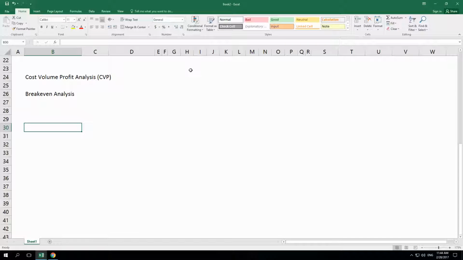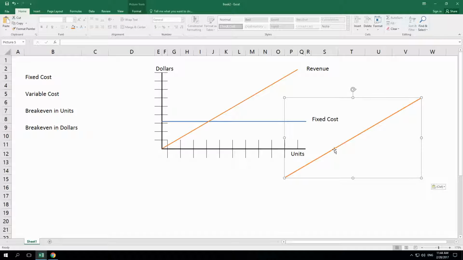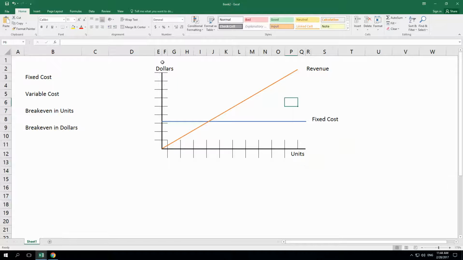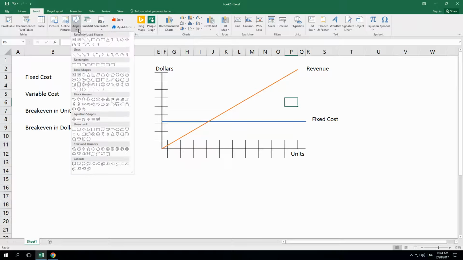So there's two types of costs involved. There are variable cost and fixed cost. With variable costs, as you increase volume, the total variable cost becomes more. So if we were to graph it, it'd probably be something like this. Why don't we insert a shape here?